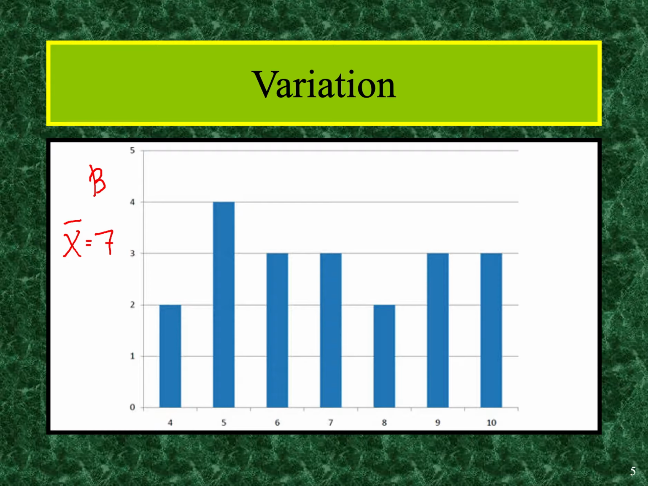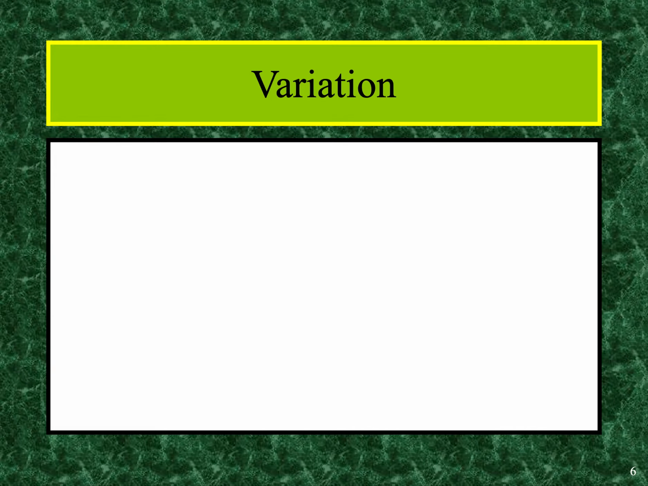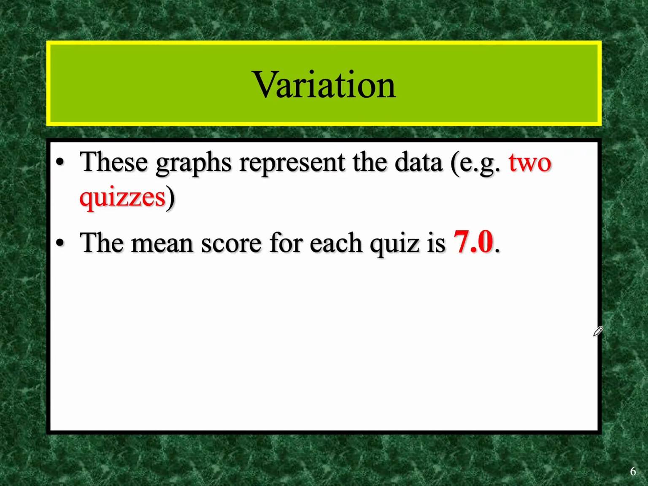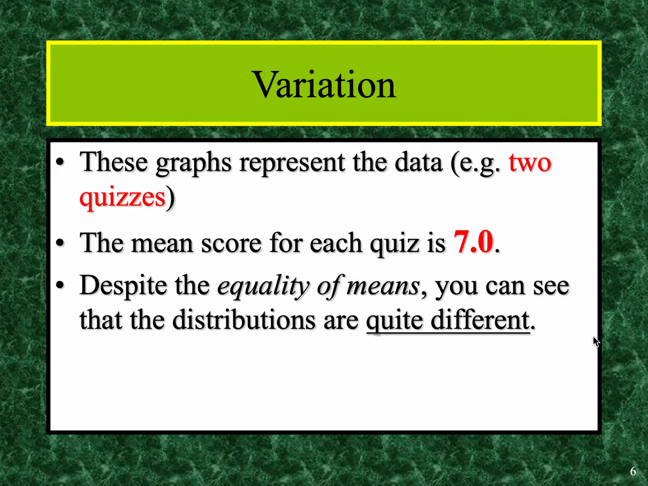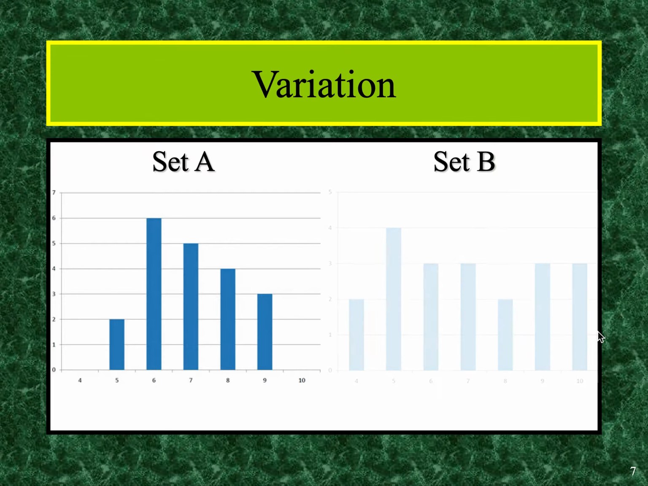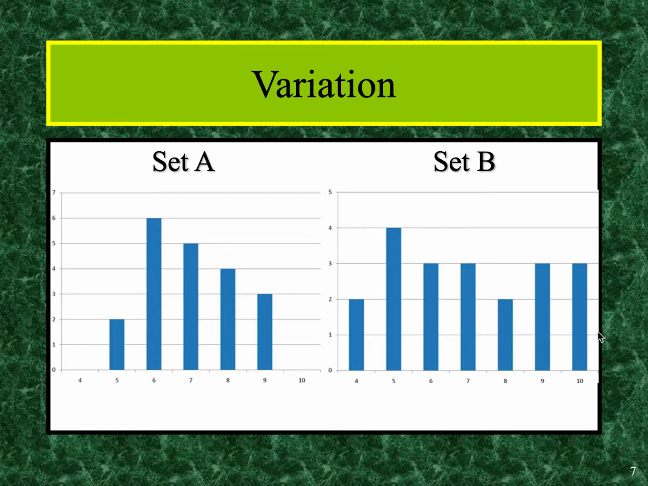What we want to say here is that these graphs represent the data of two quizzes, for example. The mean score for each quiz is 7. But despite the equality of means, you can see that the distributions are quite different. Take a look at these two exhibits, set A and set B. You can see that the scores in quiz 1 are more densely packed than those of quiz 2, though both of their means are 7. The differences among these students were much greater on quiz 2, compared to quiz 1 or set A.